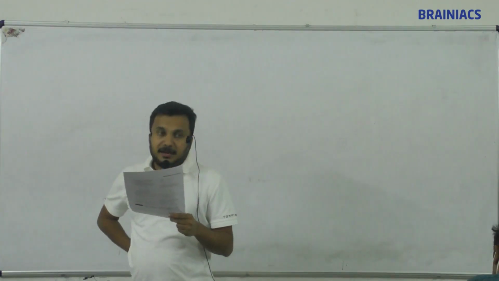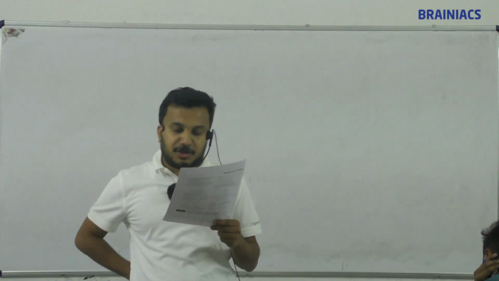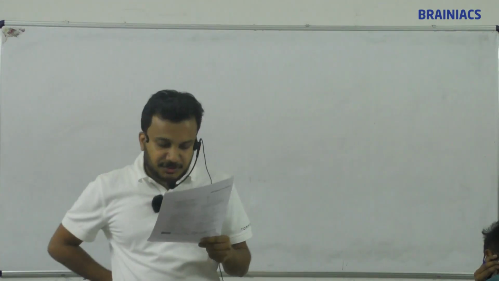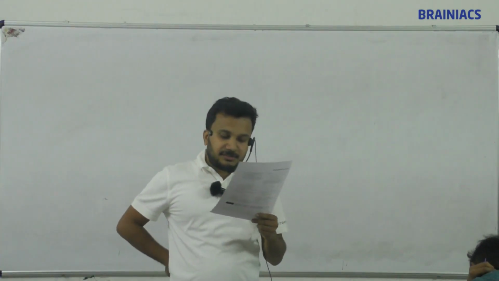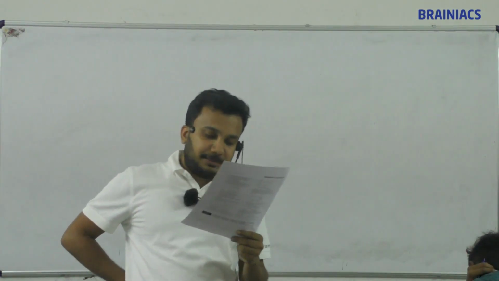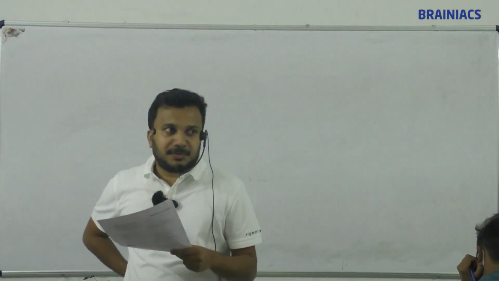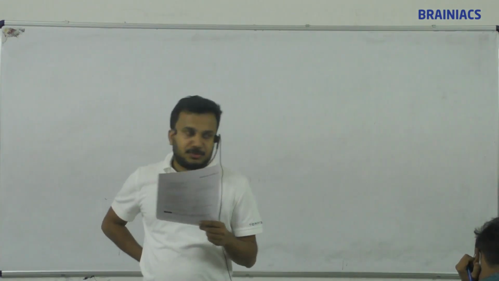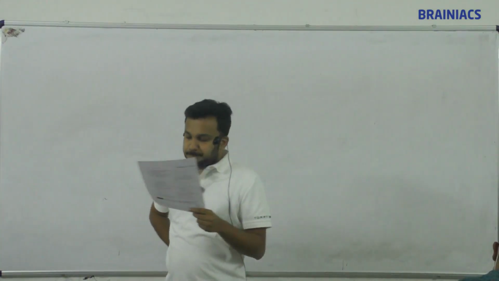Sixth one. In an unbiased PN junction, holes diffuse from the P region to the N region because of: potential difference across the PN junction, attraction of free electrons of the N region, higher hole concentration in the P region than in the N region, or higher concentration of electrons in the N region than in the P region. Diffusion is due to a difference in concentration, from higher concentration to lower concentration. So what option will match? C, holes from P region to N region.